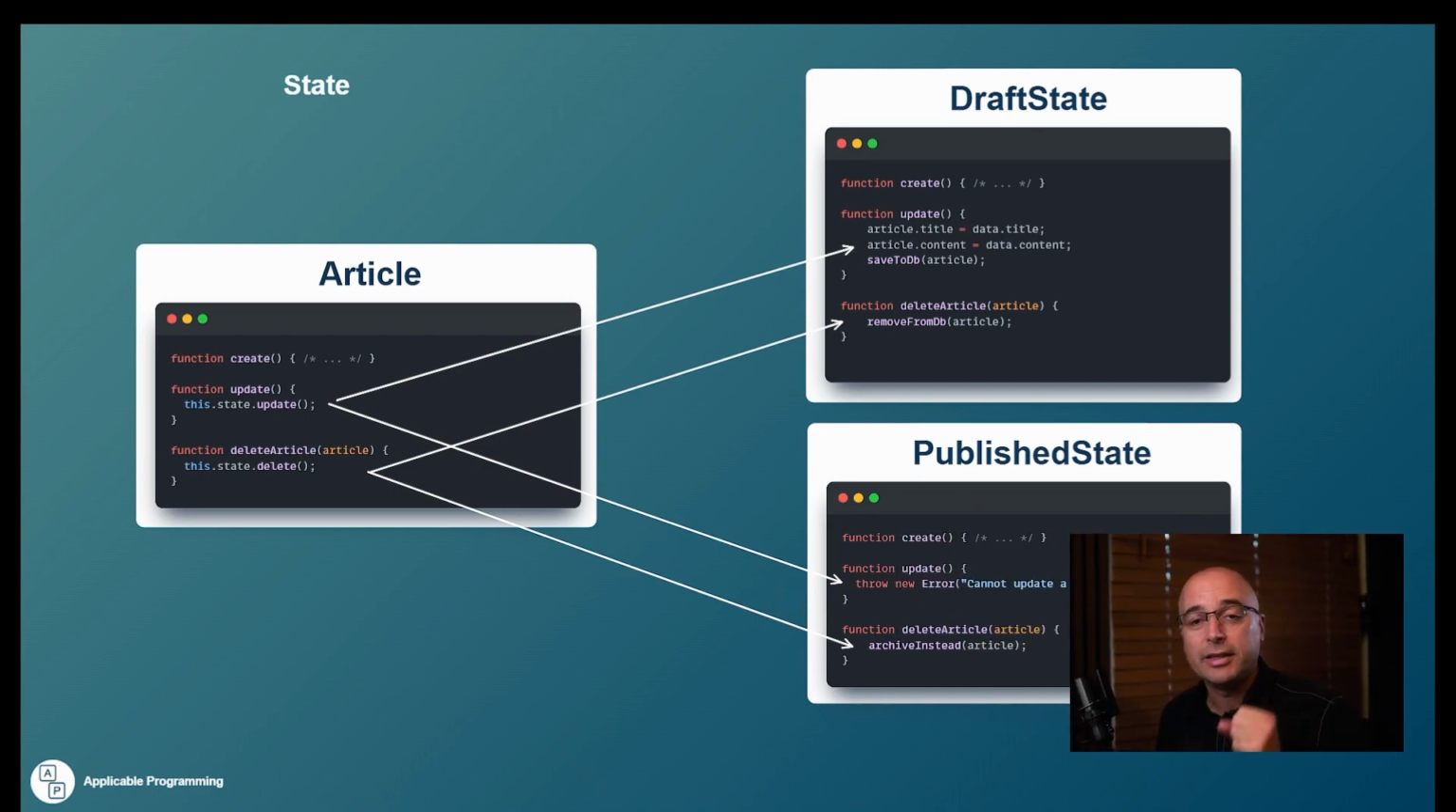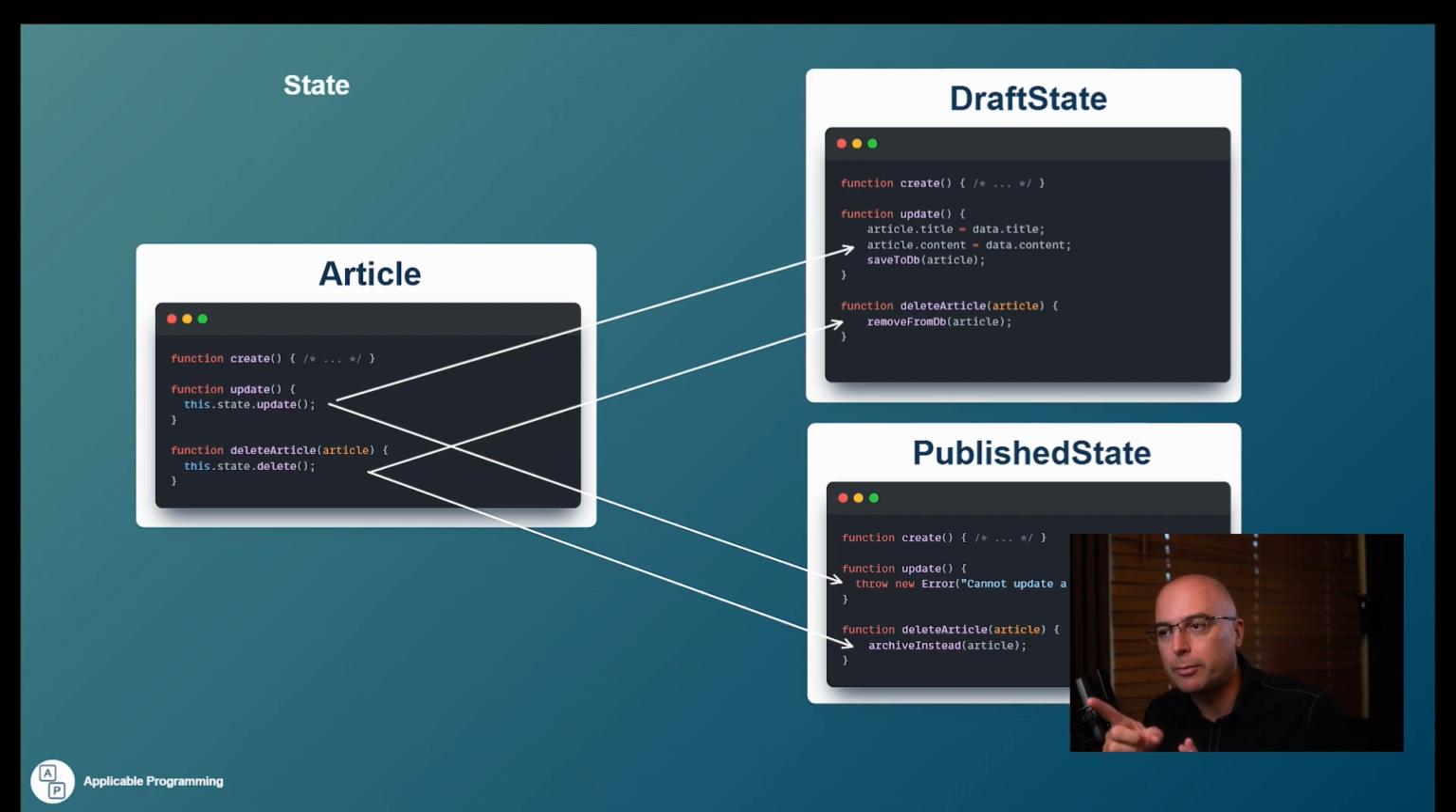And this is the essence and the main point of the state design pattern: to allow one specific object, in our case the article, to behave completely differently depending on the current state it is currently in. So if it's in the draft state, it will update the database and it will delete from the database just fine. However, if the state has been changed to something like published state, the article will actually behave completely differently.